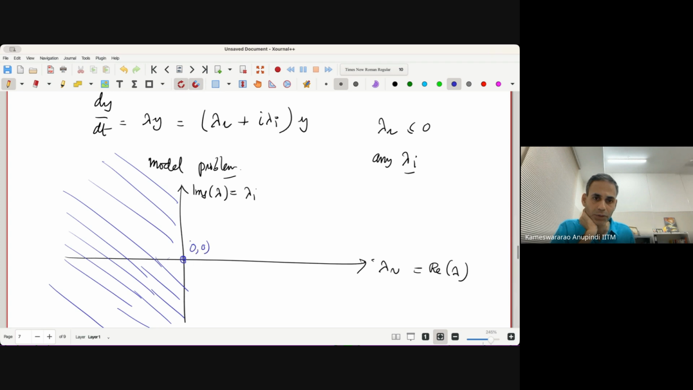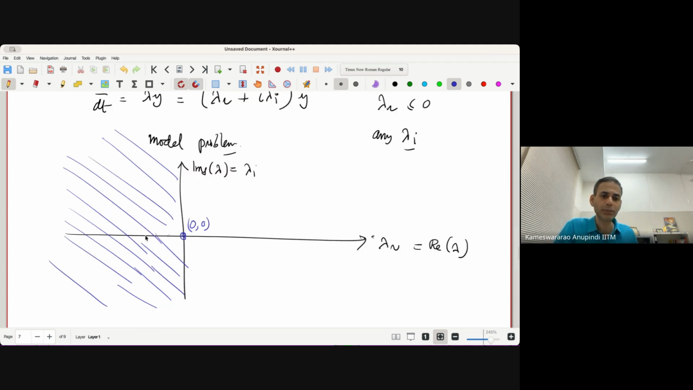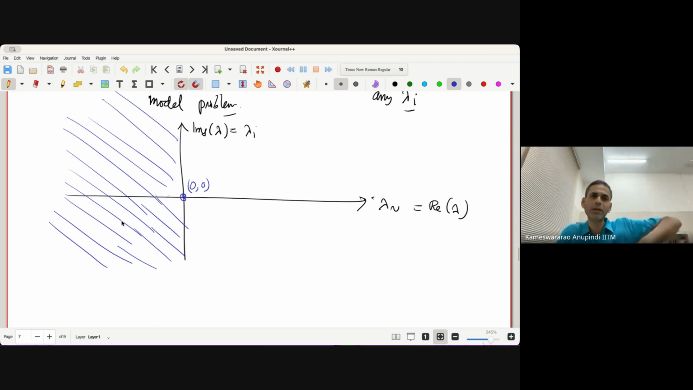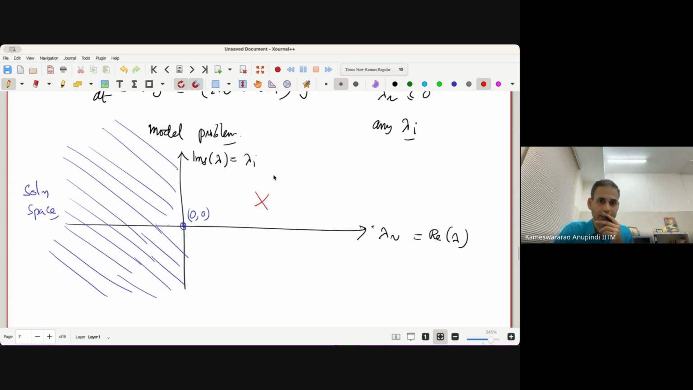So this is your 0, 0. Lambda r goes on the x-axis, lambda I goes on the y-axis. So this entire space from 0, 0 to the entire left, right? Lambda r can be negative and lambda I can be anything in the y direction. So this is our solution space. The model function can be picked from this domain, but not from the other side, because that is going to give us growing solutions, which we are not interested in. So that is the idea here.